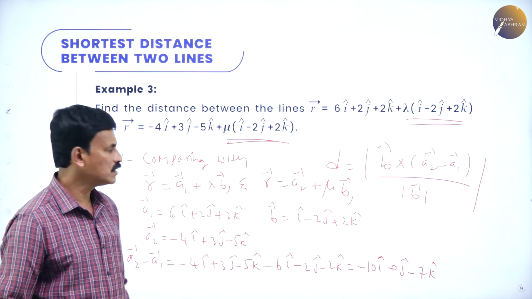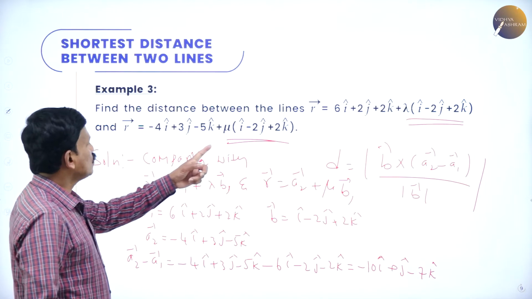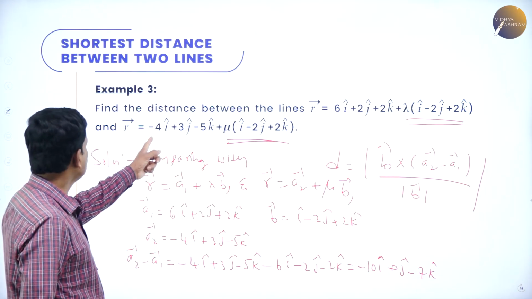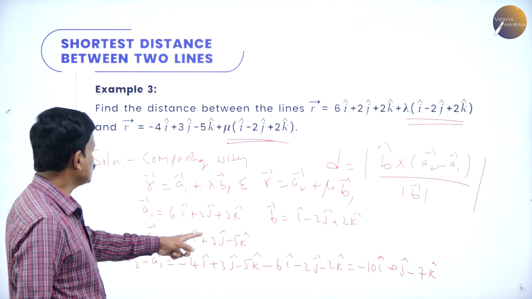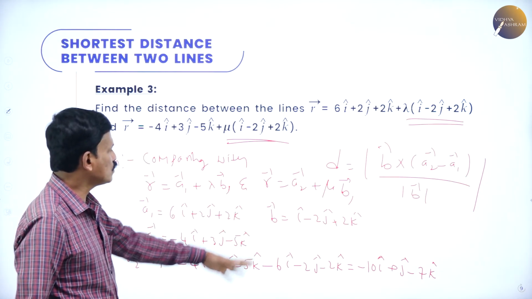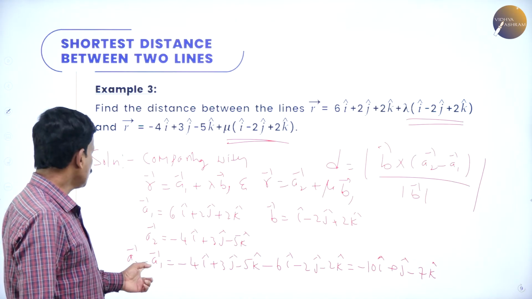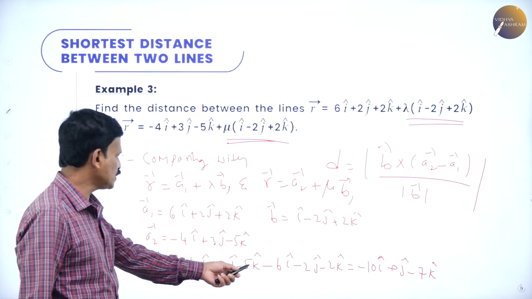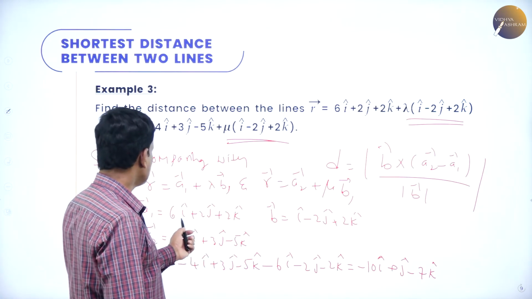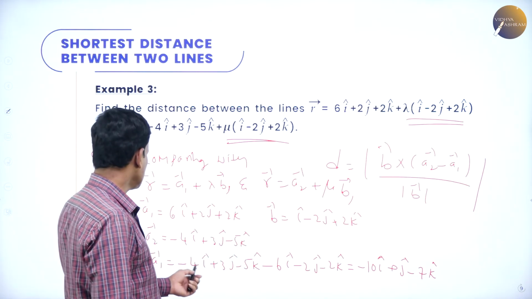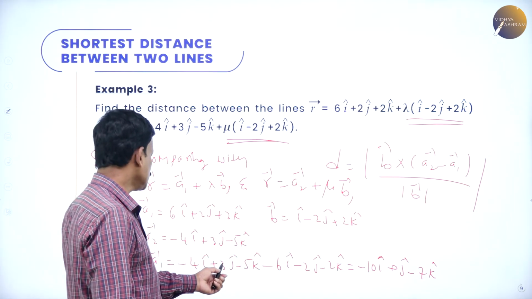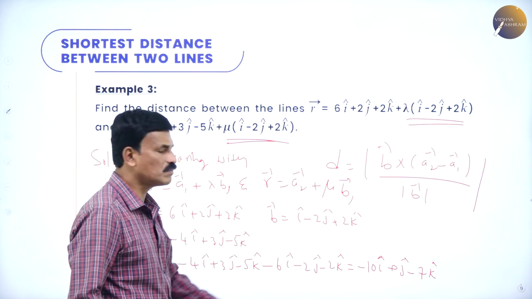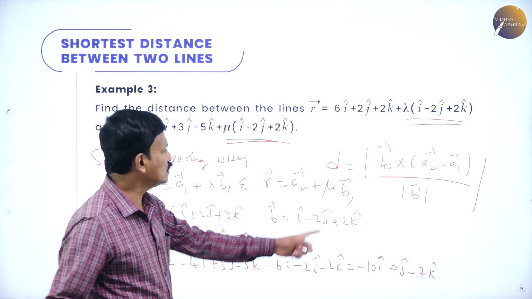Now listen to me first. Vector A1 is 6i + 2j + 2k. Vector A2 is −4i + 3j − 5k. Vector B is i − 2j + 2k. Now A2 minus A1 is −4i + 3j − 5k minus (6i + 2j + 2k). Minus 4 minus 6 is minus 10, 3 minus 2 is 1j, and −5k − 2k is −7k.